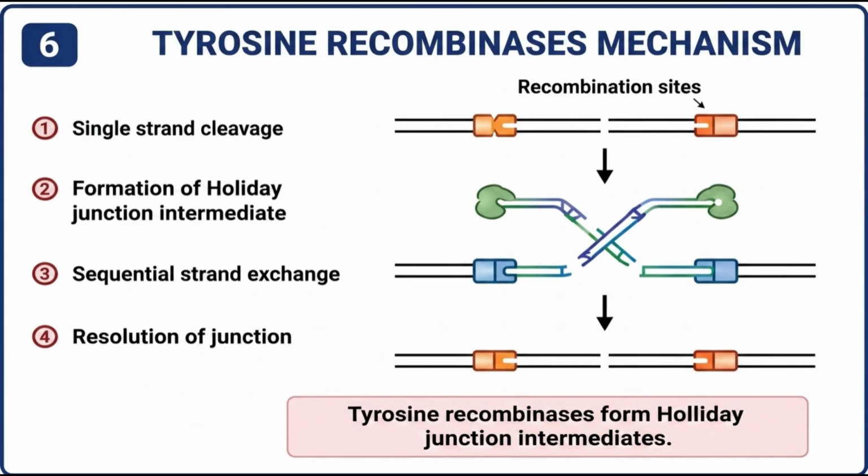Subsequently, the second pair of strands is cleaved and exchanged. Finally, the Holliday junction is resolved, producing recombinant DNA molecules. Examples include lambda integrase, Cre recombinase, and XerCD recombinase. An important feature is that this process usually does not require external ATP.